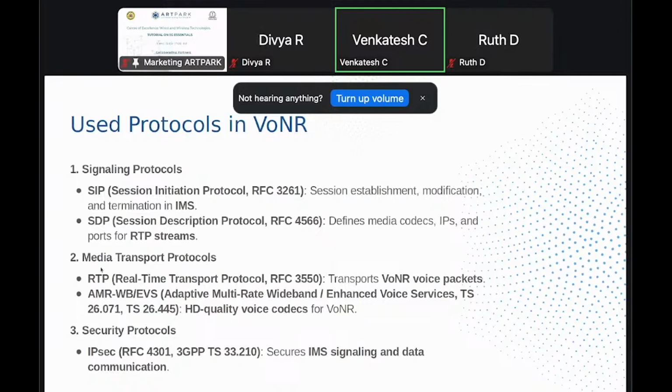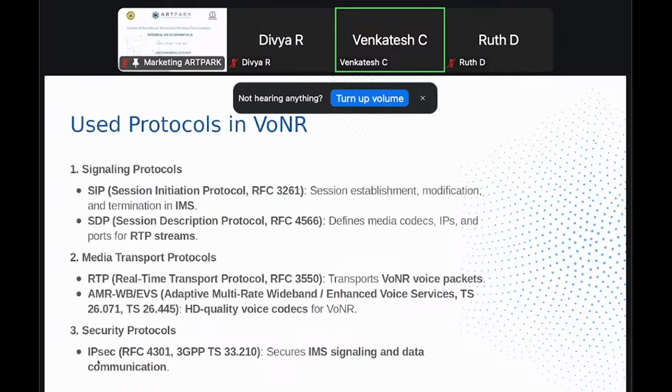And next is the media transport protocol. For transporting voice packets, we use RTP. RTP stands for Real Time Transport Protocol, which carries the VoNR voice traffic efficiently. To ensure high definition quality voice, VoNR uses advanced voice codecs such as AMR wideband, adaptive multi-rate wideband.